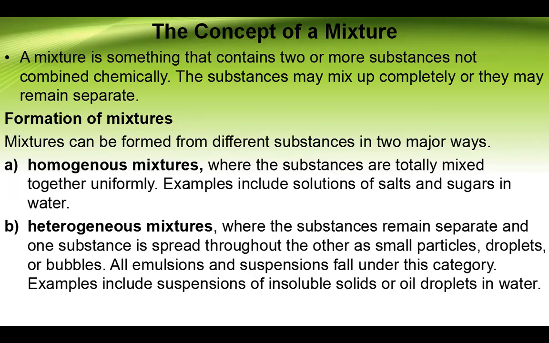The first one is homogeneous mixtures, where the substances are totally mixed together uniformly. For example, a solution of salt and sugar in water is a homogeneous mixture. In heterogeneous mixtures, the substances remain separate and one substance is spread throughout the other as small particles, droplets, or bubbles. So all emulsions and suspensions fall under this category. Examples of these heterogeneous mixtures include suspensions of insoluble solids or oil droplets in water.